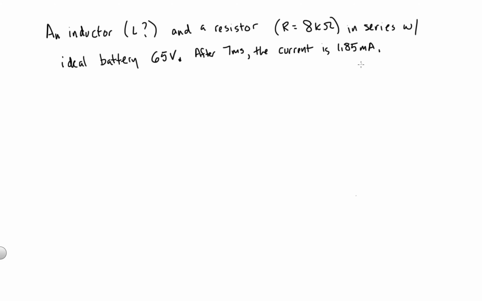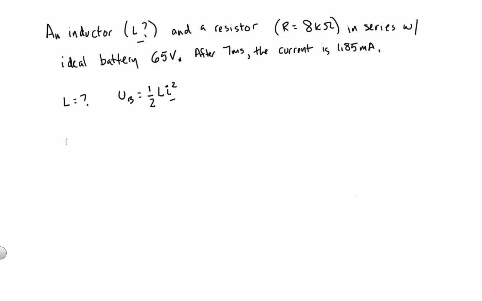And so we want to calculate both the unknown inductance, so L, and the energy stored, which we know is 1/2 L i squared. So we know the current, so we'll just need to get L in order to calculate both of these.